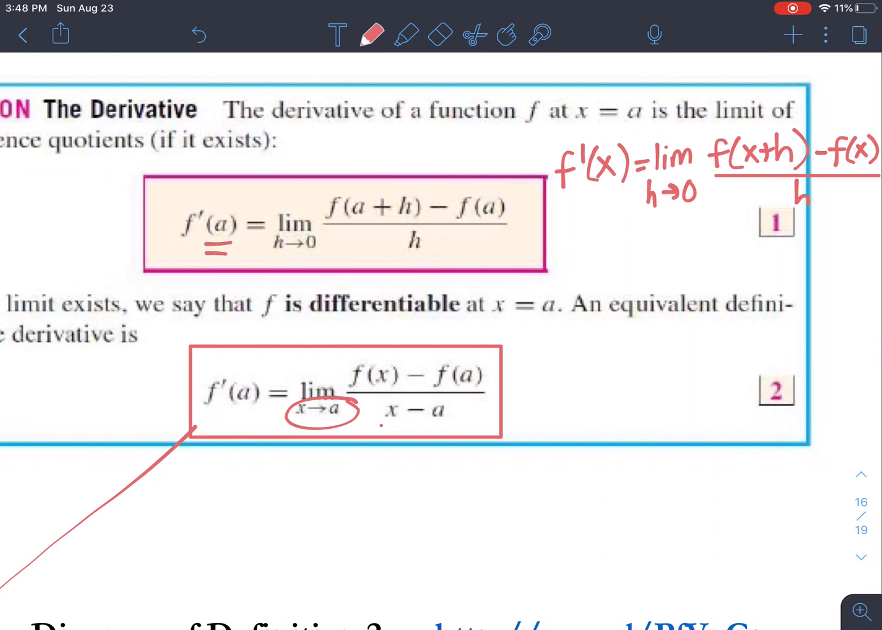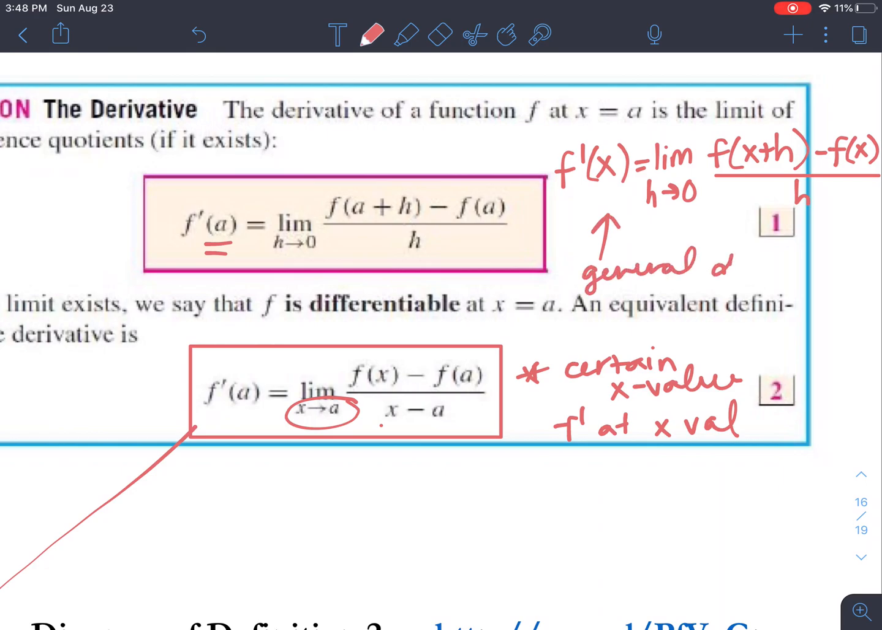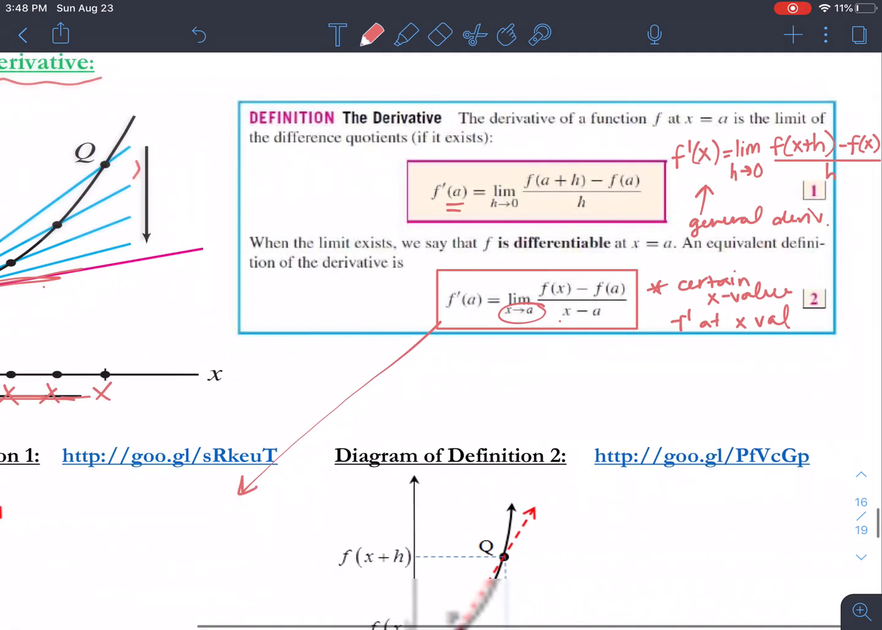So again, I'm talking at a certain value. This is the one I typically prefer for a certain x value. You want to know f prime at an x value. This one is usually used for a general derivative. So if you just need to find the derivative of f of x in general, without any x values specified. Again, I know there's a lot of definitions here. I'll kind of organize what's going on.